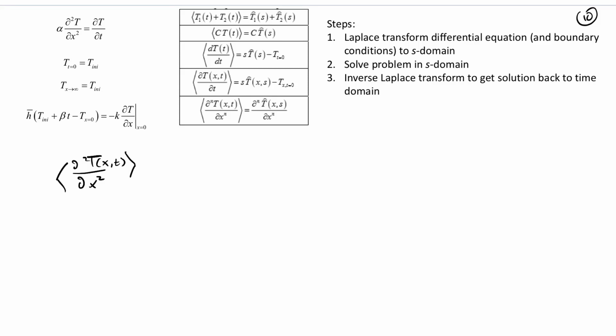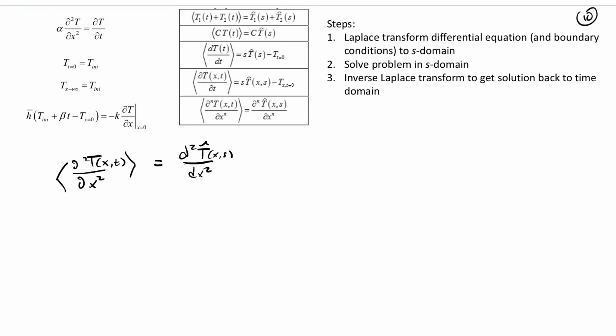So if we look at our table, I'm taking the partial of temperature with respect to position. So which of those is it going to be? Probably going to be the last one, right? So we have the second derivative of temperature with respect to position. And so that just becomes the same thing again, but in the S domain. So this becomes d squared t hat dx squared. So we went from PDE to ODE in this position one. And this t hat's now a function of x and s.